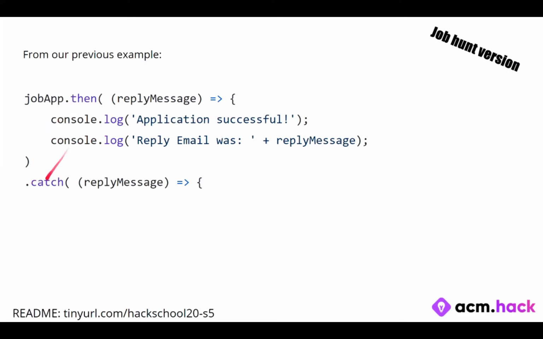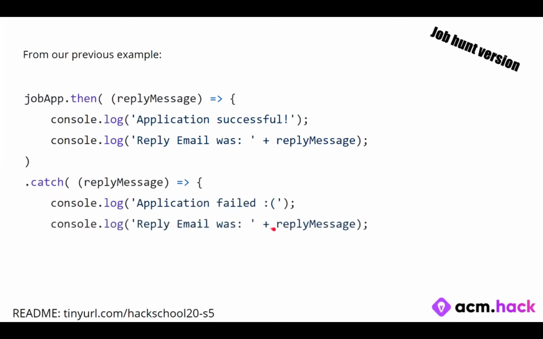So remember that .catch should be quite similar to .then, right? It takes in whatever value that our promise has resolved into, and then console.log, application failed, reply email was reply message, right? And note that in .then, our reply message was congratulations, you have been accepted. But in the .catch, our reply message now has become, what was it again? Thank you for applying, although we thought blah, blah, blah, right?